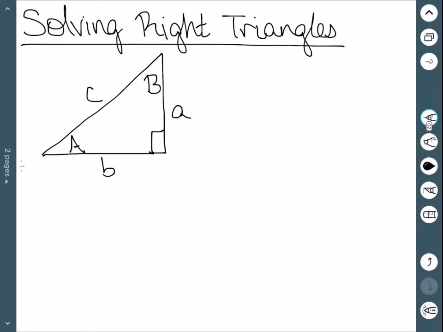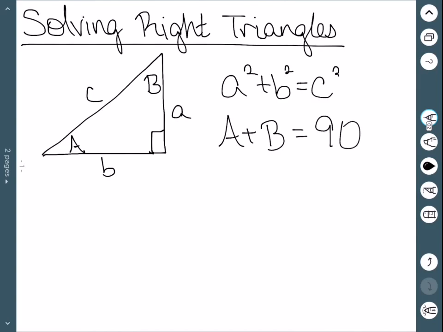Discuss how to solve right triangles. Essentially, that means we want to figure out what all three sides and all three angles are in the triangle. And we're going to have two main ways to do that. For the sides, we know that a squared plus b squared has to be equal to c squared. And for the angles, a plus b need to add up to be 90 degrees, since we know that the total triangle is 180, and we've already accounted for one 90-degree angle.